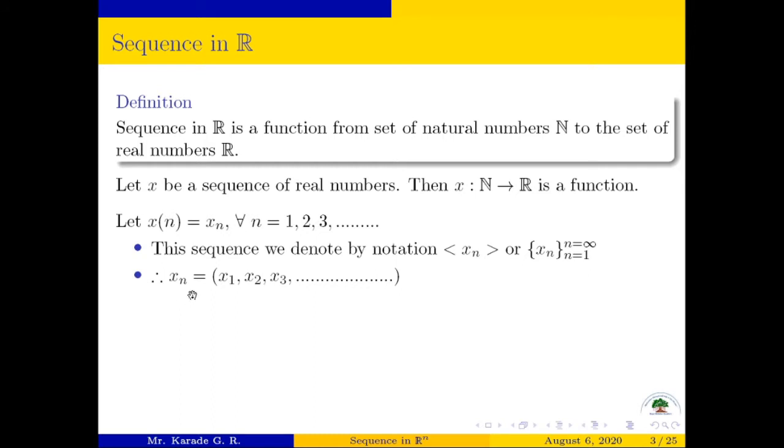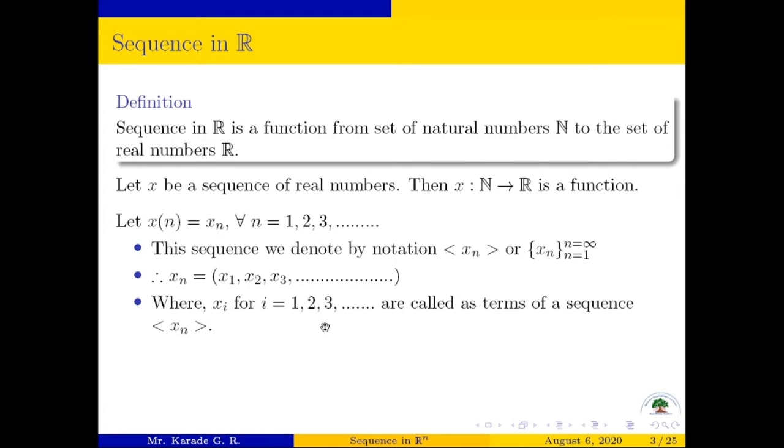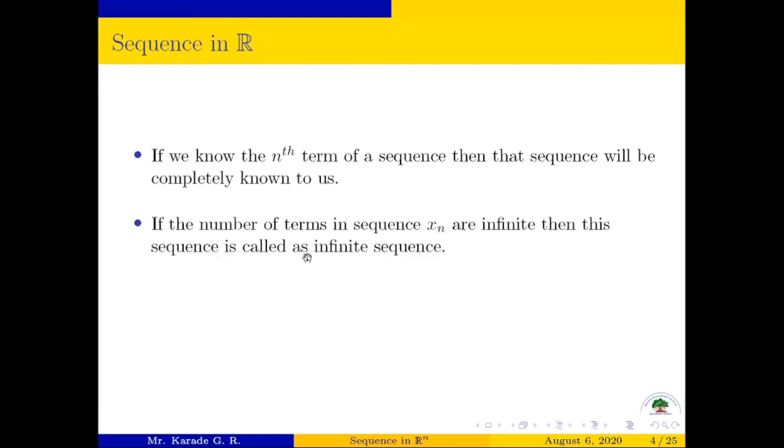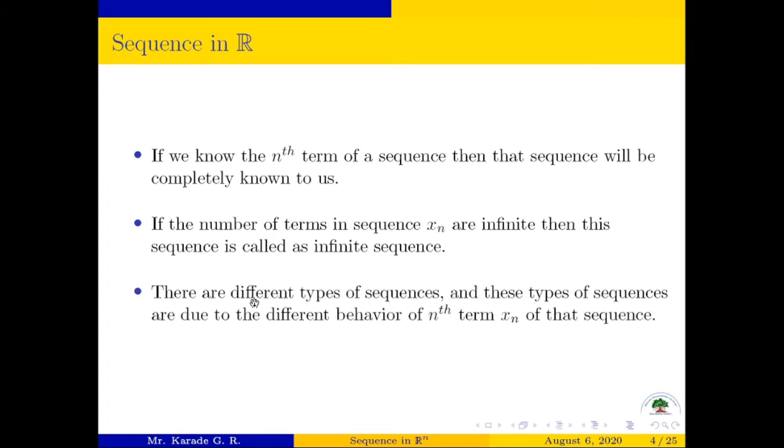So sequence xn is nothing but an ordered infinite tuple, whose first term is x1, second term is x2, third term is x3. In this way we can write infinitely many terms of this sequence, where xi for i equal to 1, 2, 3, and so on are called terms of the sequence xn, and xn is called the nth term of sequence xn. If we know the nth term of a sequence, then that sequence will be completely known to us. If the number of terms in sequence xn is infinite, then the sequence is called an infinite sequence.